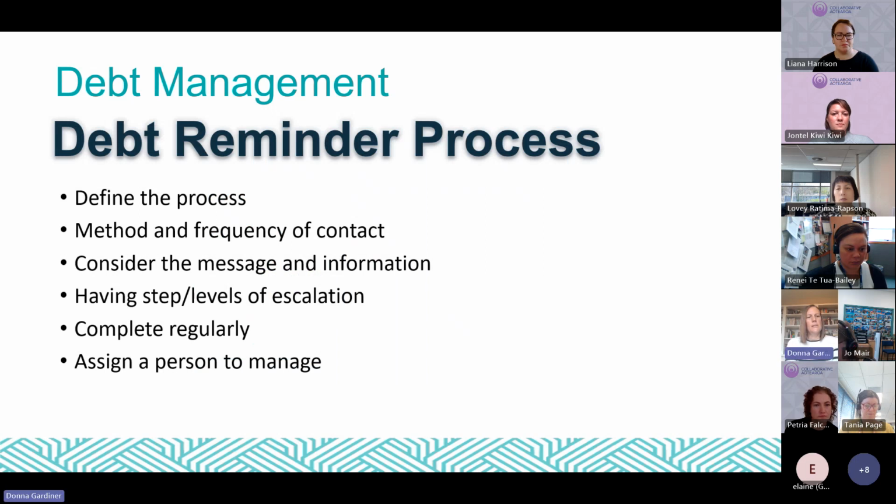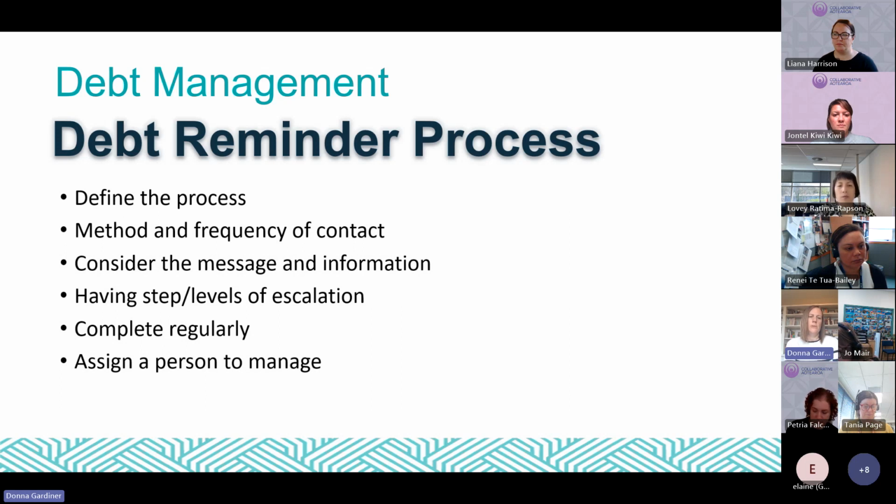So with the debt reminders, it was just around defining the process, making sure it's nice and clear, including things like what method you're going to use to remind them and the frequency of contact. So whether that's going to be text, emails, phone calls, weekly, fortnightly, monthly, and what the message will be at each of those times. So just having some maybe templates that you can use so that it's getting nice, clear, consistent messages out to the patients.